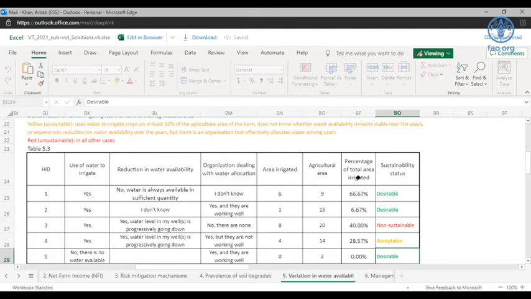Hello? We cannot hear you. Hello? Oh, I think he left. Maybe he had some connectivity issues. Let's wait a bit for him to come back.